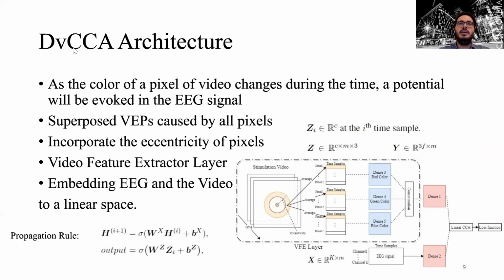CCA is an unsupervised technique. In this section, we want to introduce a supervised classifier for the target identification task. We deploy a deep learning-based design consisting of 5 fully connected dense layers.